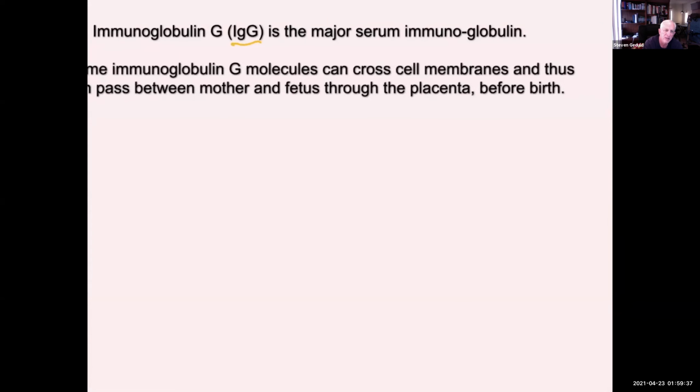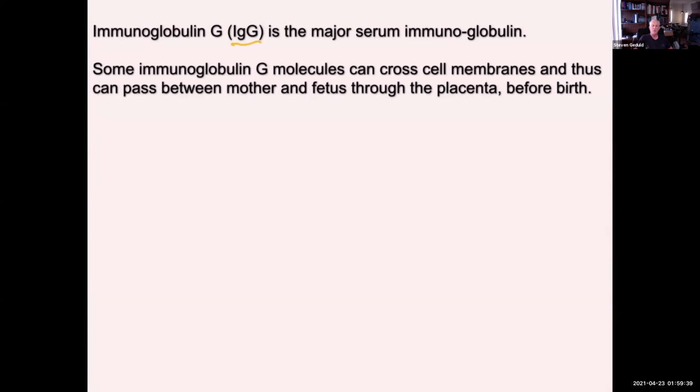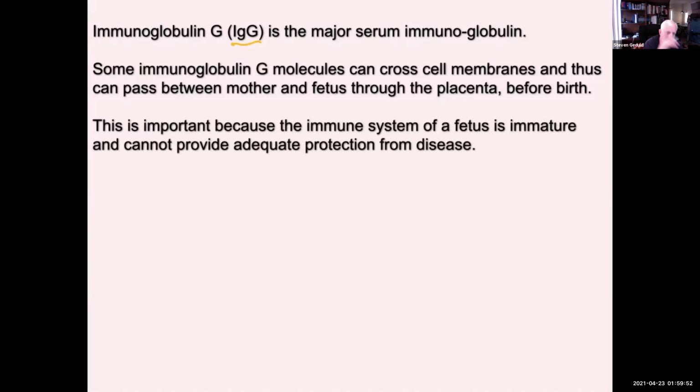Immunoglobulin G, IgG, is a major serum immunoglobulin. That's the one that's most common in your serum, in the bloodstream. Some immunoglobulin G molecules can cross the cell membranes and can pass between mother and fetus. That way you can give the fetus some immunization before birth. This is important because the immune system of a fetus is immature, and it cannot provide adequate protection from disease.